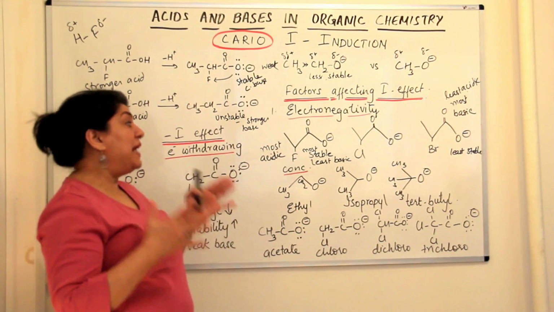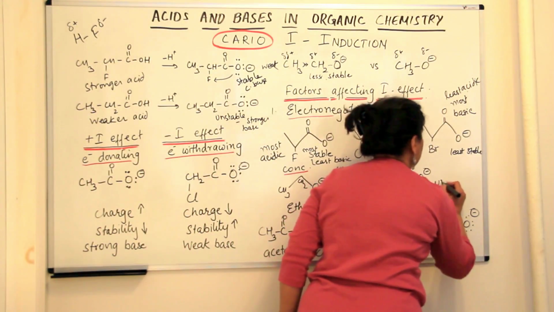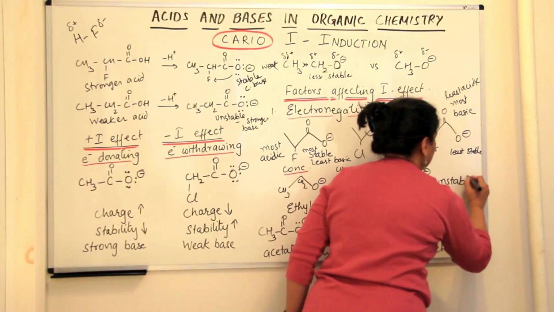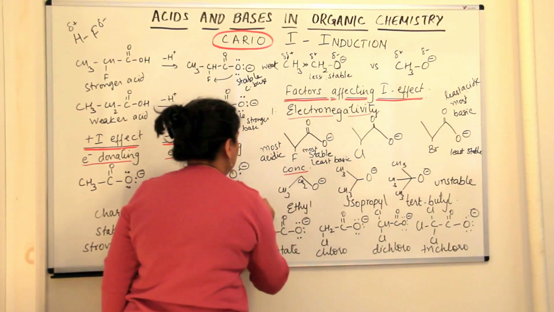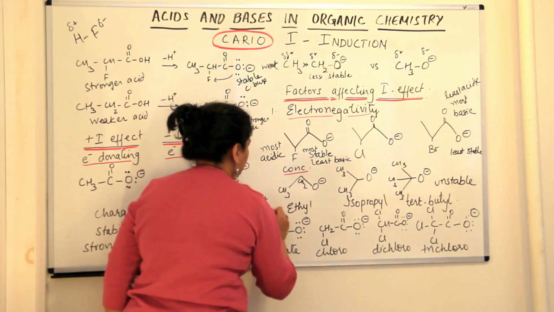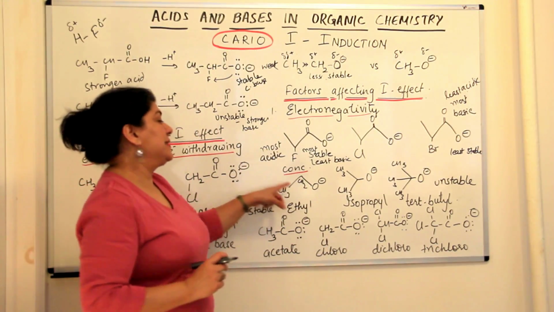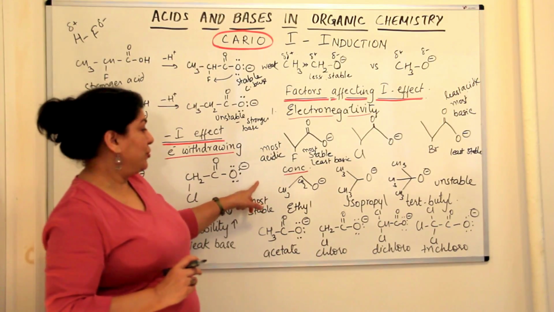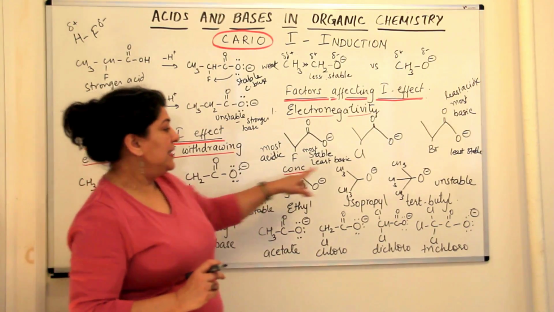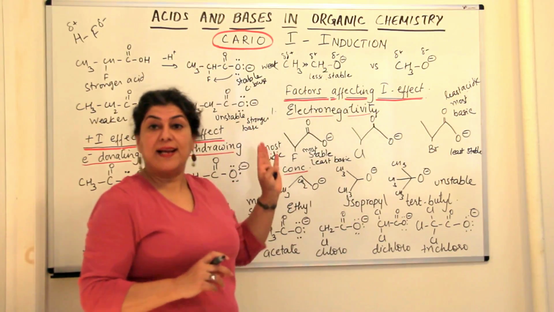If it has plus I effect, this would be the most unstable conjugate base, and this is the most stable conjugate base. If this is the most stable conjugate base, it means it is the most acidic. Out of the acids, this would be the most acidic, and this would be the least acidic if we take its acid.